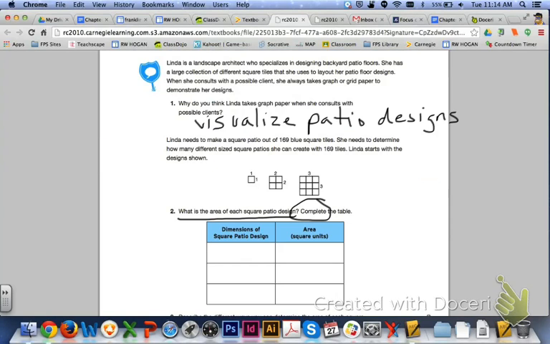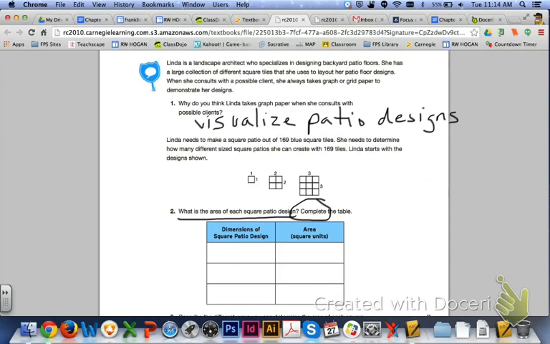Let's take a look at problem 1 on page 474. Linda is a landscape architect who specializes in designing backyard patio floors. She has a large collection of different square tiles that she uses to lay out her patio floor designs. When she consults with a possible client, she always takes graph or grid paper to demonstrate her designs and help her visualize them.